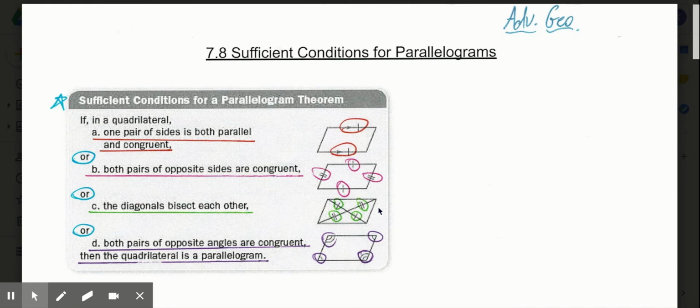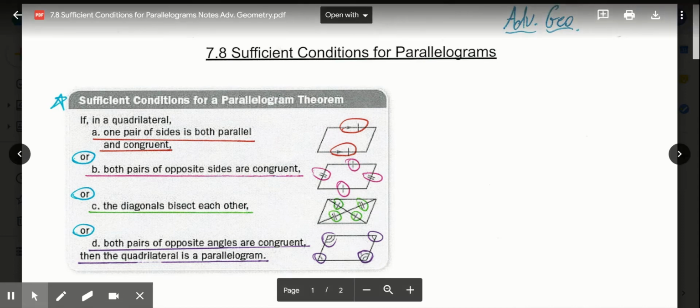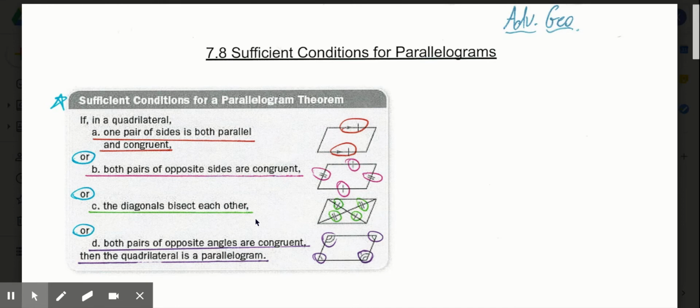The sufficient conditions basically just mean if one of these conditions is met, then we have a parallelogram. So we have four different conditions that we are looking at. Sufficient condition A: if in a quadrilateral, one pair of sides is both parallel and congruent, then we have a parallelogram. So one pair of sides needs to be both parallel and congruent.